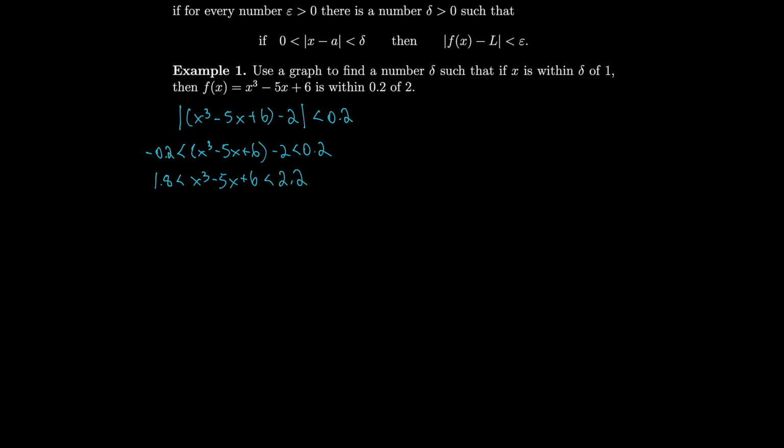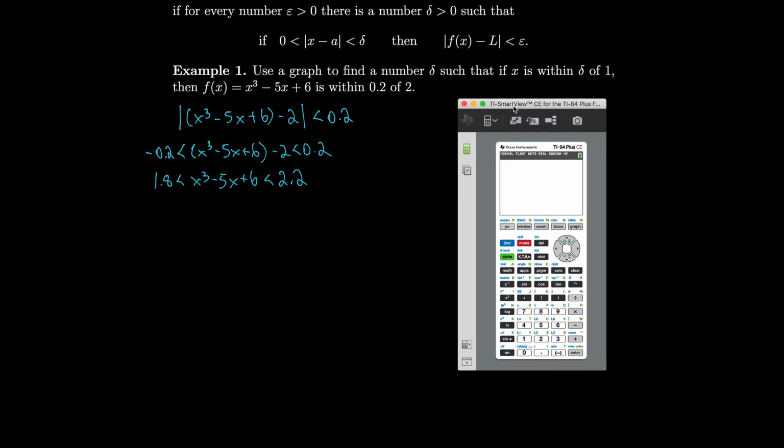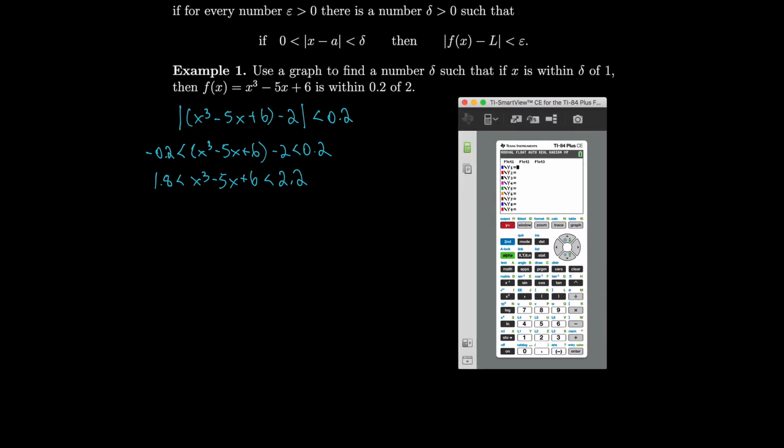Okay, let's pull out our handy dandy calculator emulator. Go to y equals. We will put in x cubed minus 5x plus 6. We want to restrict it by 1.8 and 2.2. So we put those in for y2 and y3. Take a look at a graph. Okay, we could see our restricting lines are a little bit too small, so let's try getting a little bit closer and zooming in. I want to zoom in right around where they look like they're intersecting.